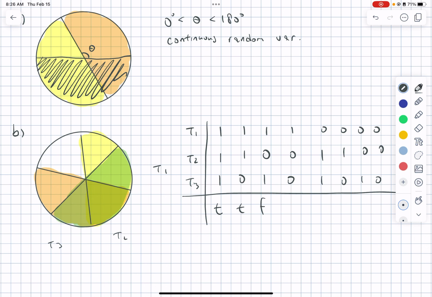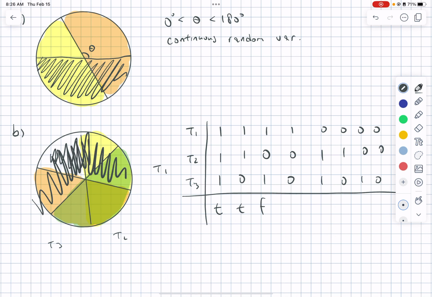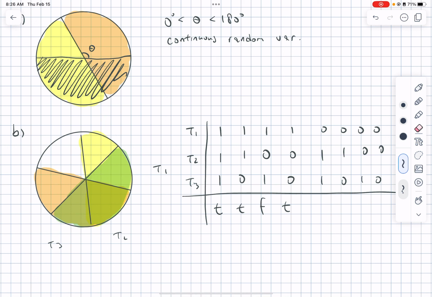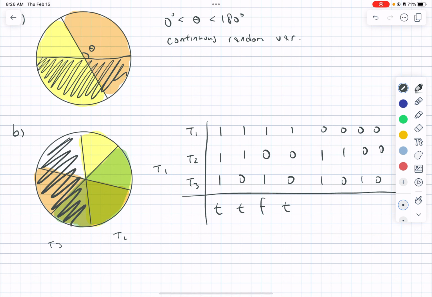So in the next case, T2 and T3 are both reflected over. T3 is reflected over, and T2 is also reflected over. So we can see that this slice here is going to be filled with all three toppings. This is again true. So what if T1 is reflected over and T1 only? T1 is the yellow slice. That means the slice down here is going to be filled with all three toppings. So this is true.